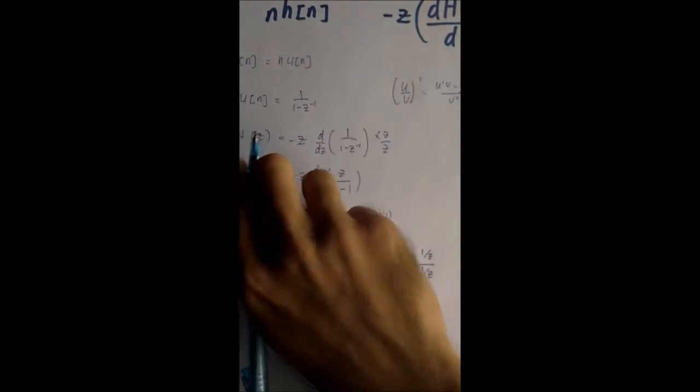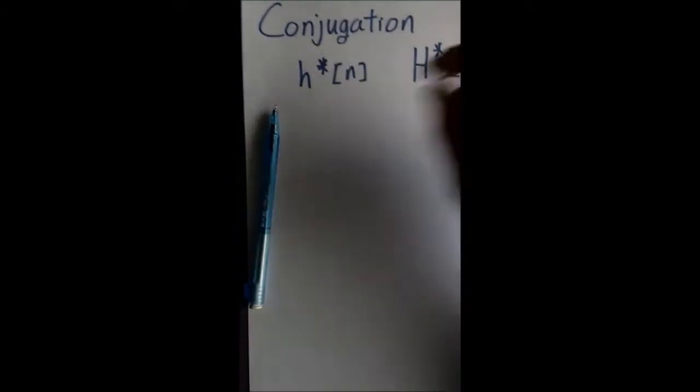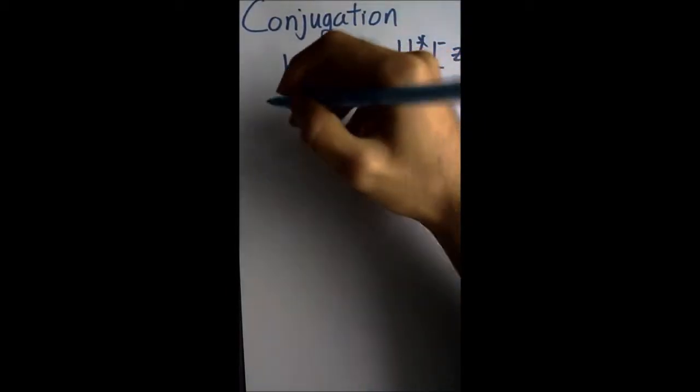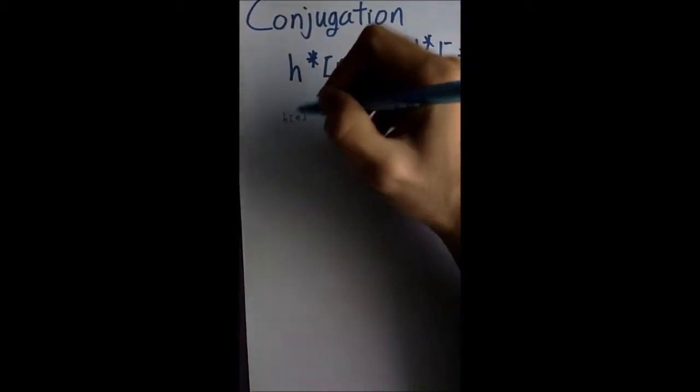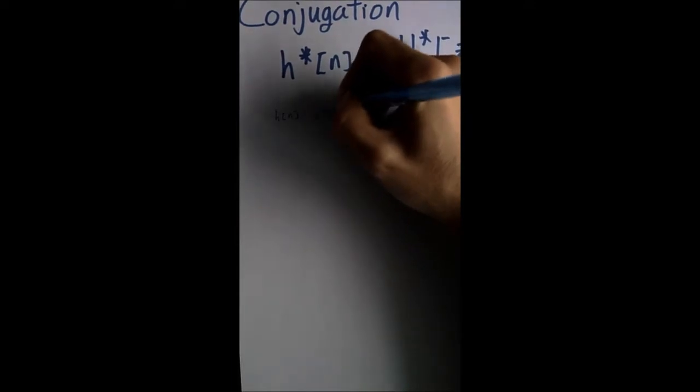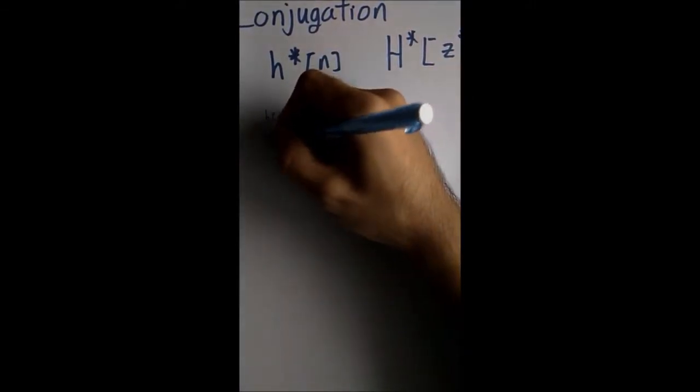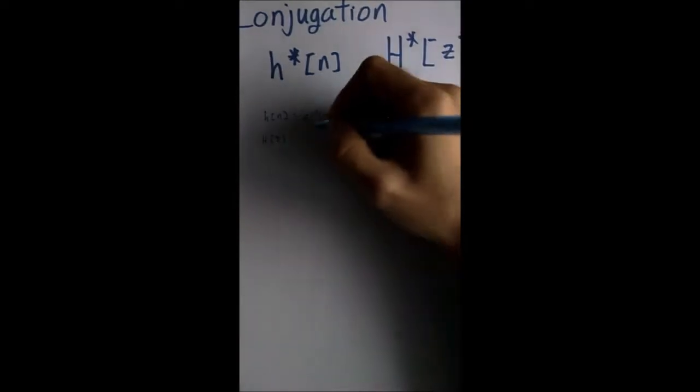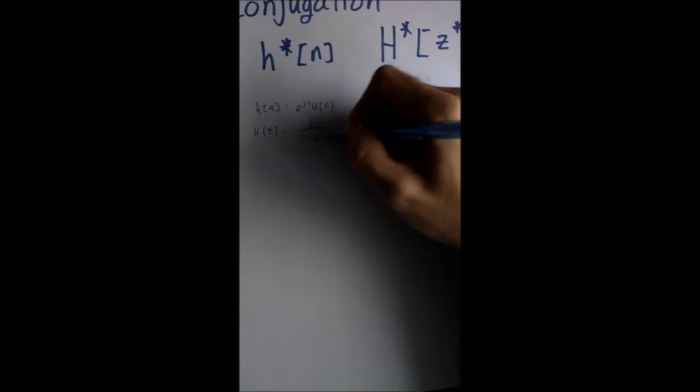So we will go to the next question. The second part is conjugation. If it's given as h[n] is equal to e to the power jn u[n], from the Z-transform table, we will get H(z) is equal to 1 over 1 minus e to the power j z to the power negative 1.